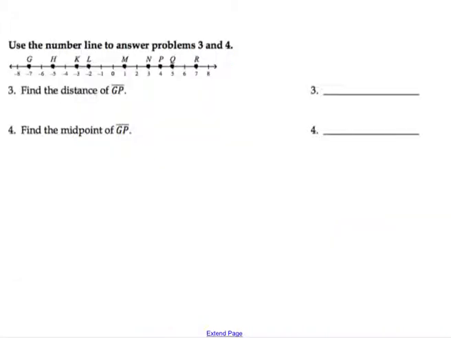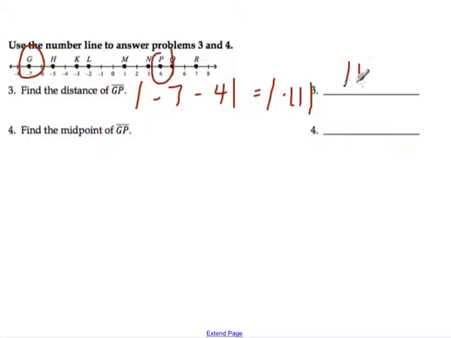Now let's take a look at some of these distance problems. So we want to find the distance of GP. So G is located at -7 and P is located at 4. So I'm going to take the farthest left one, which is -7, and subtract the farthest right one, which is 4. So when you subtract a positive from a negative, it's going to get more negative. So I end up getting -11. But I'm taking the absolute value of -11, so that's going to be the positive version, which is just 11. So the distance between those 2 points on a number line is simply 11.